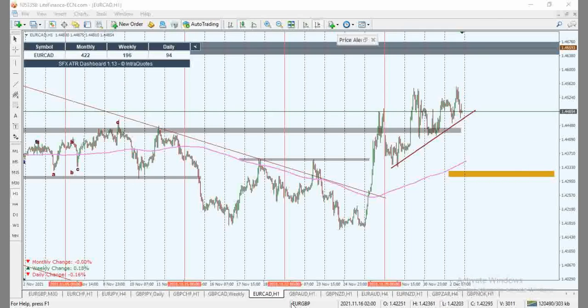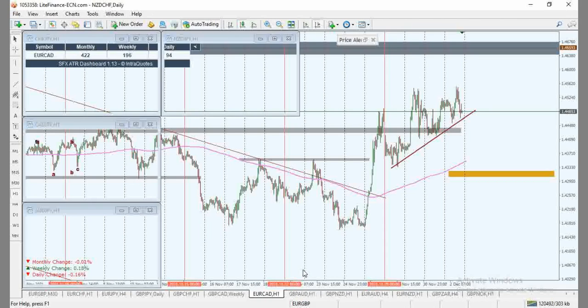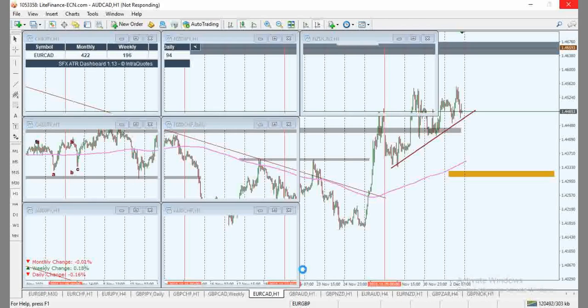So we look at sentiment pace: AUD card, NZD card, card JPY, and also card CHF. What's going on, guys?